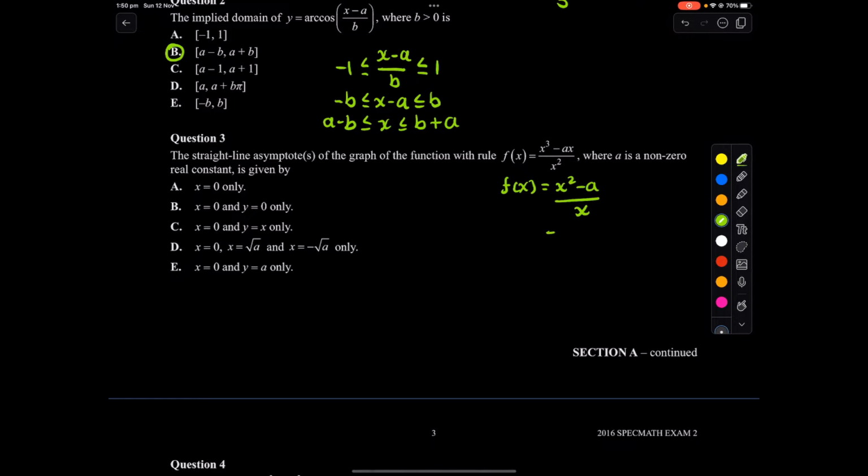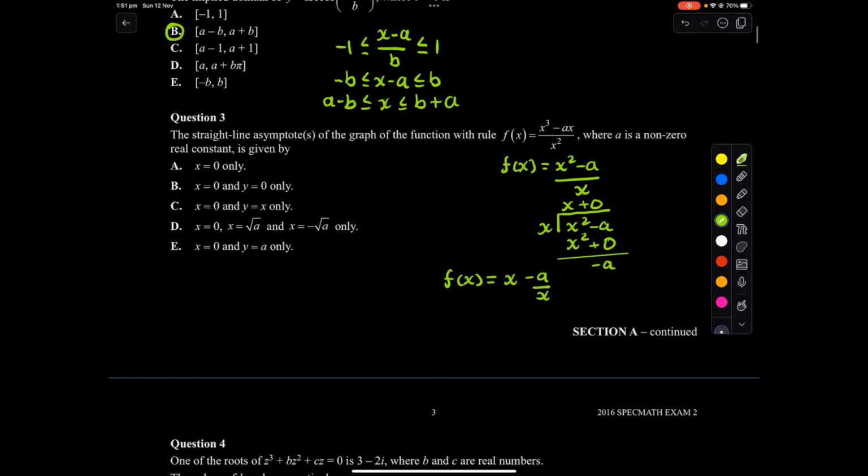So using long division, x squared minus a over x, we get x on top, that'll be x squared, plus 0, and that will leave us 0 here, and that'll give us negative a. So f of x can actually just be written as x minus a over x, pretty much. Yeah, so this is our expression right over here.